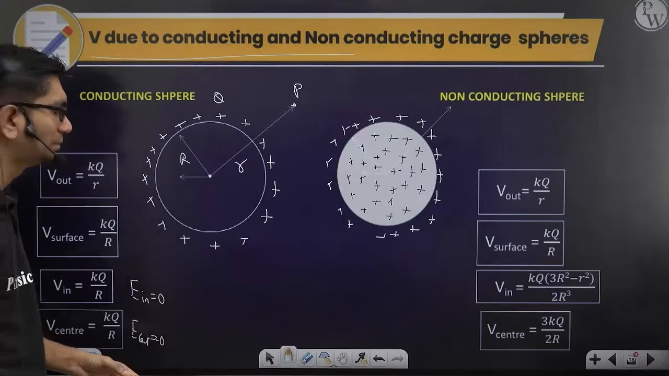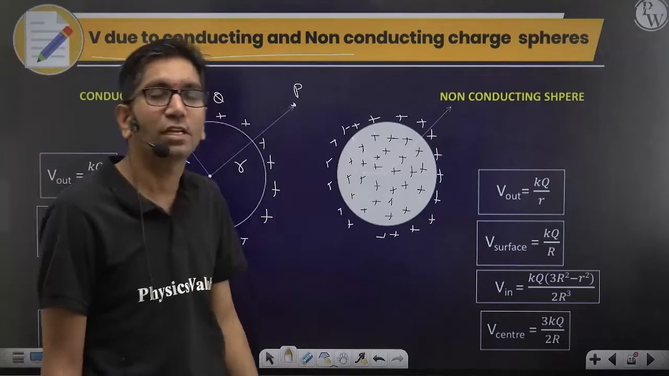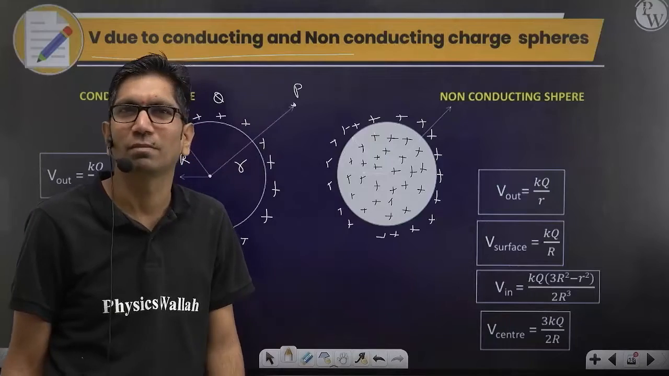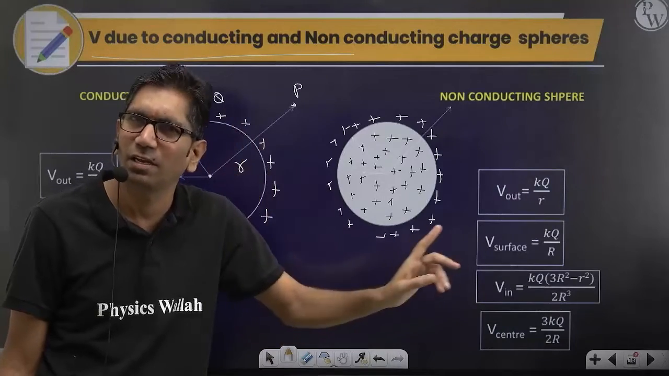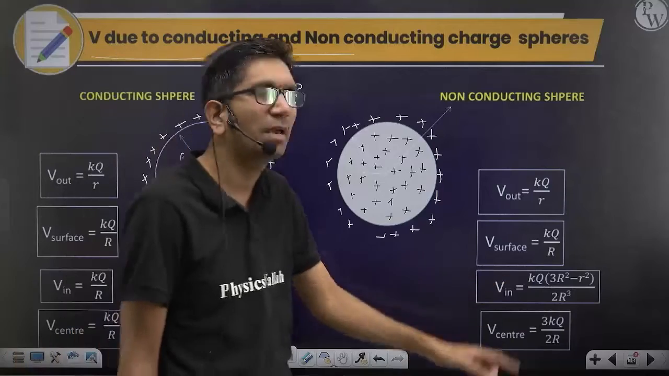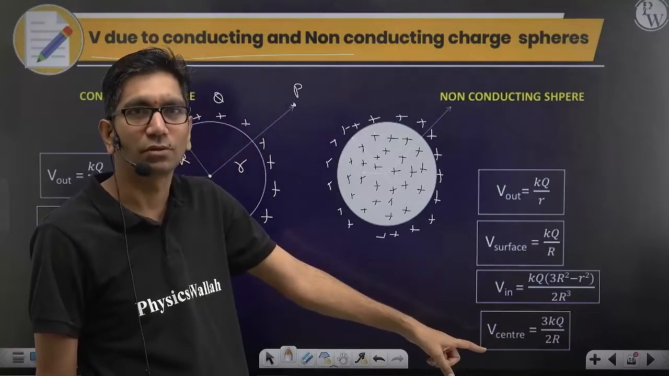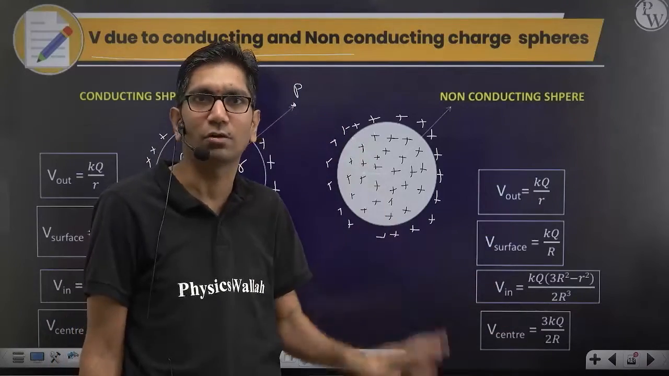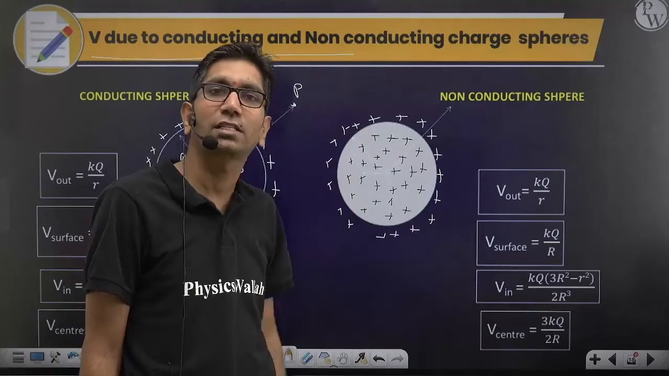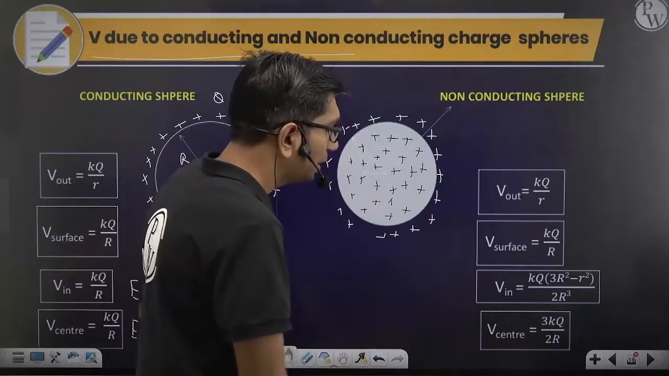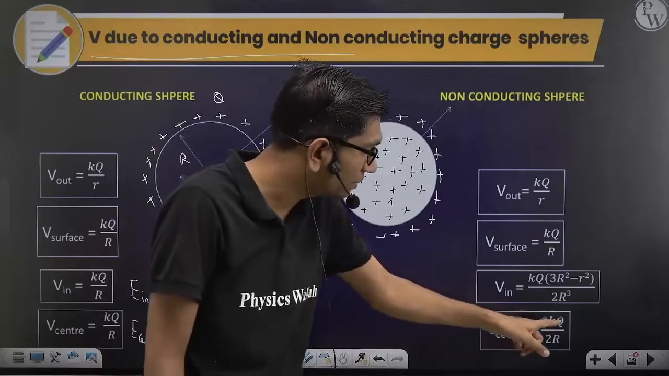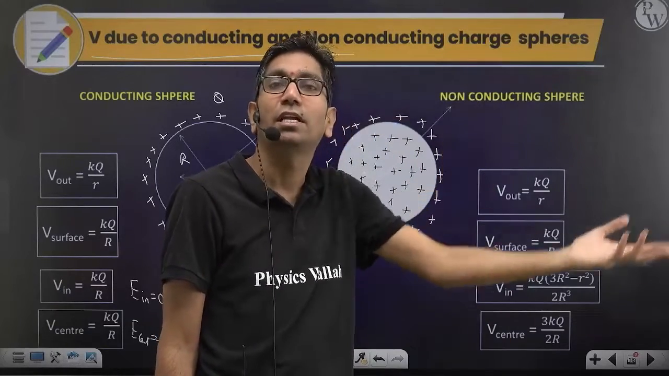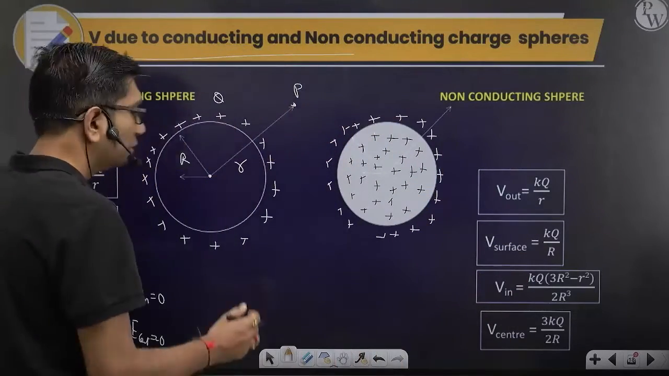See here, now in this case, this is the potential inside. This formula is very big, so you have to remember it somewhat. 99% in NEET and JEE he will not ask it, rarely he may ask, but you have to remember that formula for potential inside the non-conducting sphere. The potential at the center is 3 by 2 times the potential on the surface. KQ by R is the potential on the surface, and the center value is 3 by 2 times bigger. Now I'll show you the diagram.